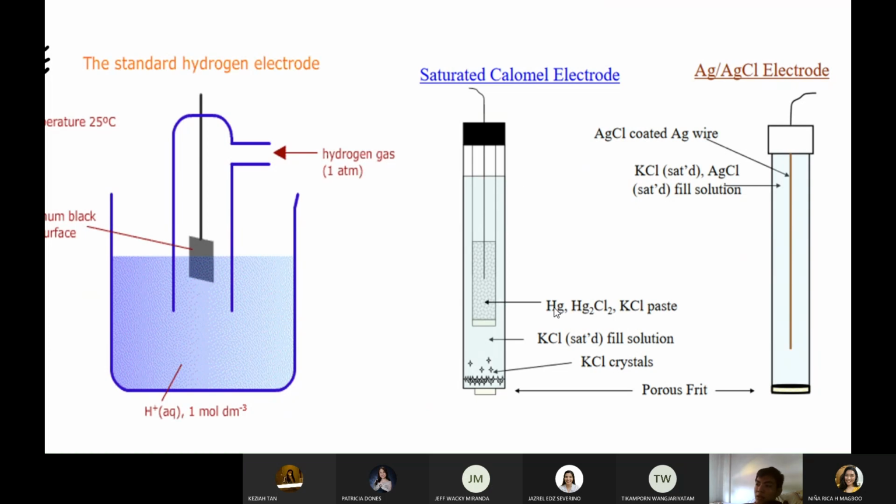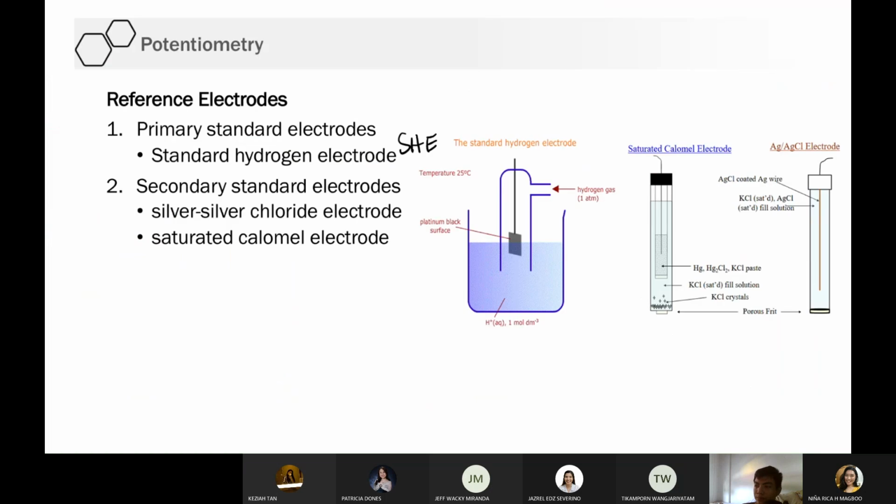But since we do not really want to use mercury in the lab, we use this one instead. Okay, because mercury is toxic. So we really don't use this too much.